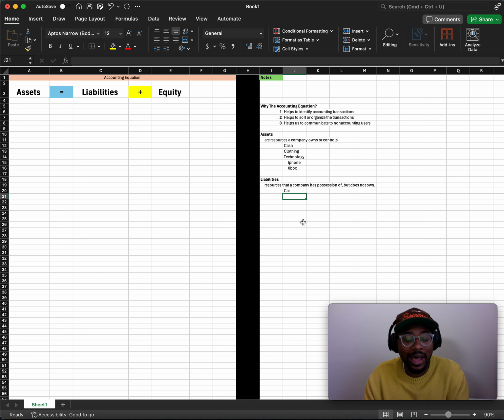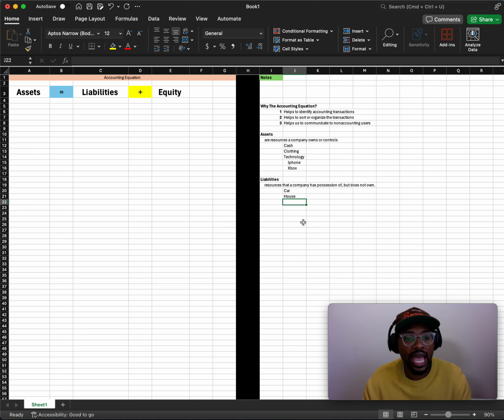But the moment I stop making payments on that car, Bank of America will quickly repossess my car. Okay, they will quickly repo the car. That's an example of a liability, something I possess but I don't own. What's another example?